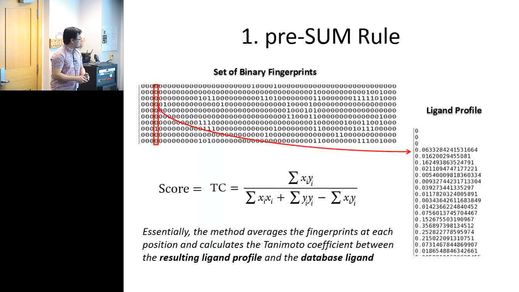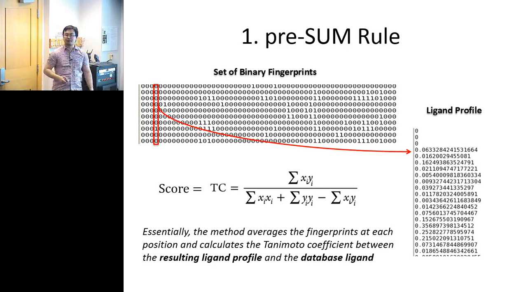So the first rule here that we use is called the pre-sum rule, and this is essentially we sum up all the ligands in the ligand profile, like each position for every single ligand. I take the average of this column, this column, this column, this column, and I get a ligand profile that's sort of like this.